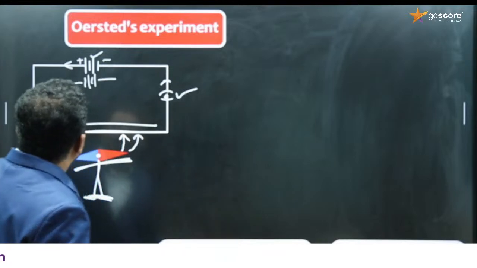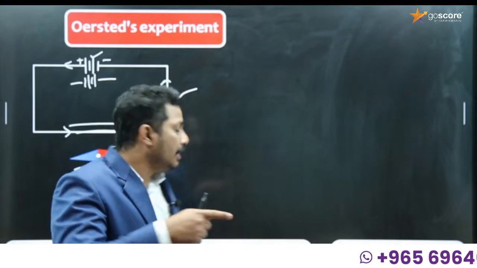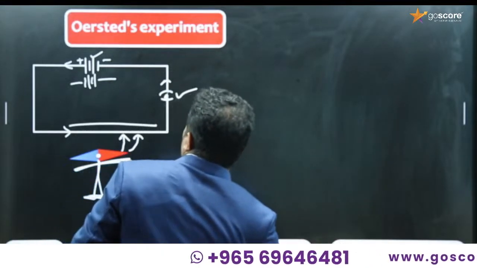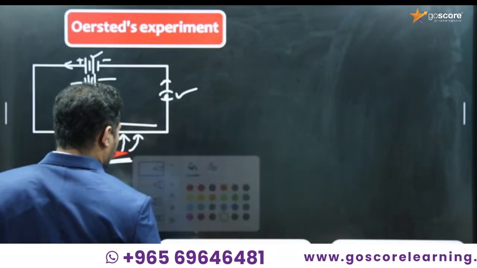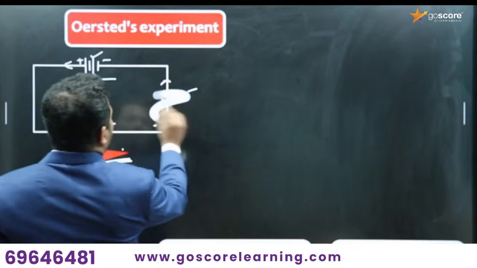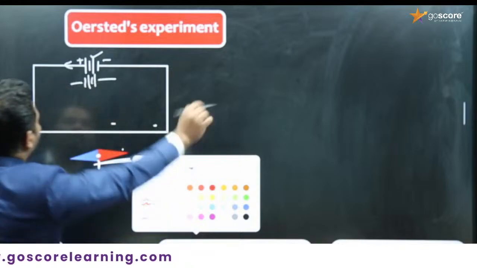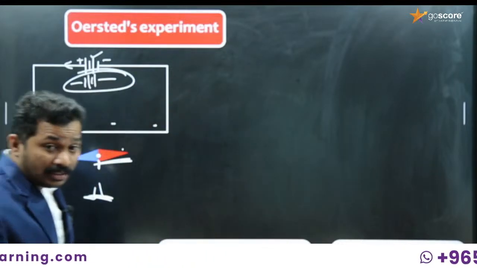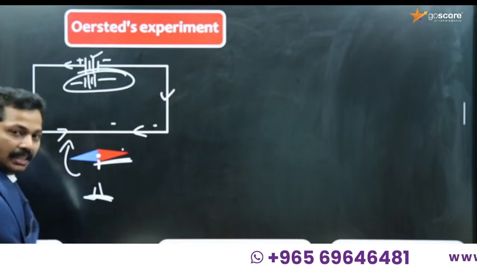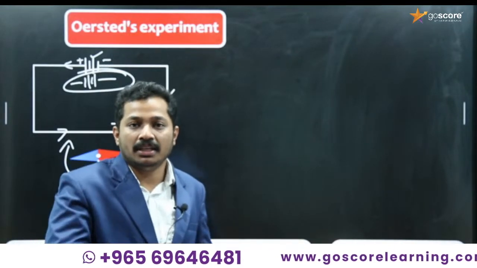One more thing is that when he changed the direction of current, he could see a reversal in the direction of deflection of the needle. So if you place a cell like this, which means the direction of current is reversed, you can see an opposite deflection in the needle. That is because there is a change in direction of magnetic field when the current reverses.